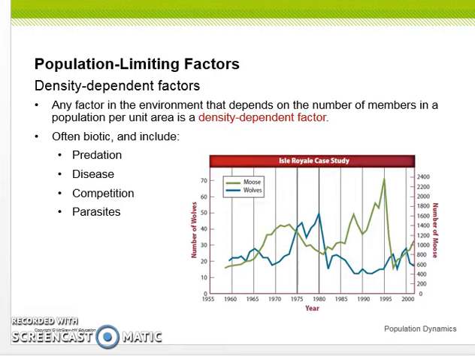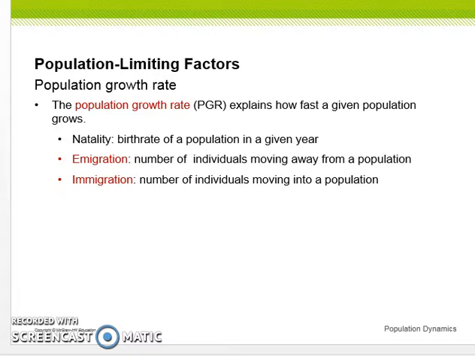Any factor in the environment that depends on the number of members in a population per unit area is a density-dependent factor, often biotic, and includes predation, disease, competition, and parasites. The population growth rate, or PGR, explains how fast a given population grows.